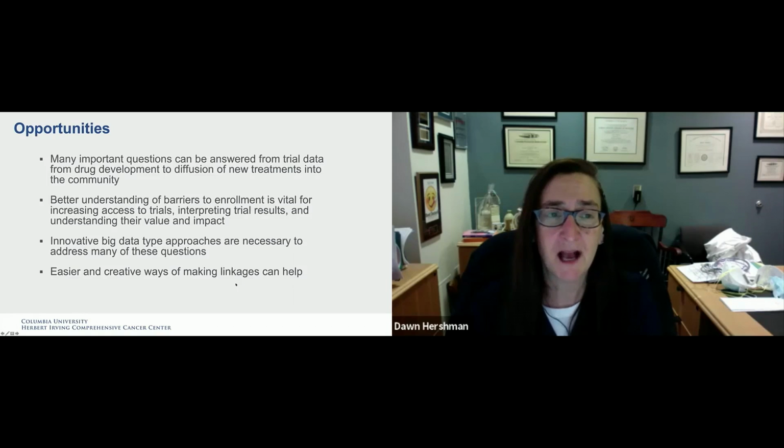So there are many opportunities using these large linked databases. Many important questions can be answered from clinical trial data to help us understand diffusion and efficacy of new treatments in the community. Better understanding of barriers to enrollment is vital to increase access and allow us to interpret clinical trial results for all patient populations. Innovative big data type approaches are necessary to address many of these questions, and easier and creative ways of making linkages can help us understand and answer new questions in the future.